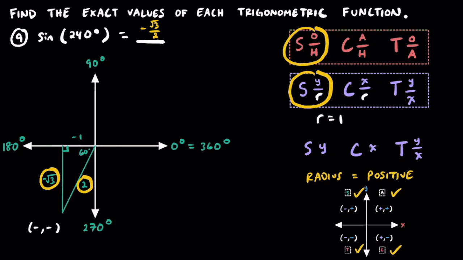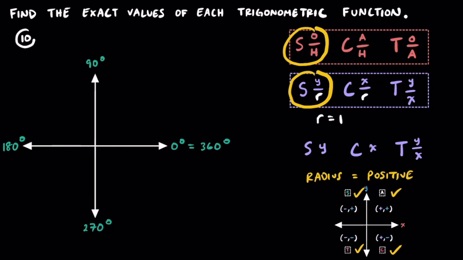That's it. For number 10, let's try one that looks a little bit different from the others, and let's go with cosecant of -420 degrees.